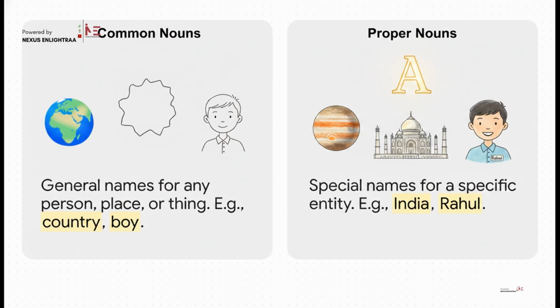But on the other side, we have proper nouns. These are special names for a very specific person, place, or thing. And because they are so special, they always start with a big capital letter. So while country is a common noun, India is a proper noun. While planet is common, Jupiter is proper. And while boy is common, Rahul is a proper noun. In fact, your own name is a proper noun, and that is exactly why you always write it with a capital letter.